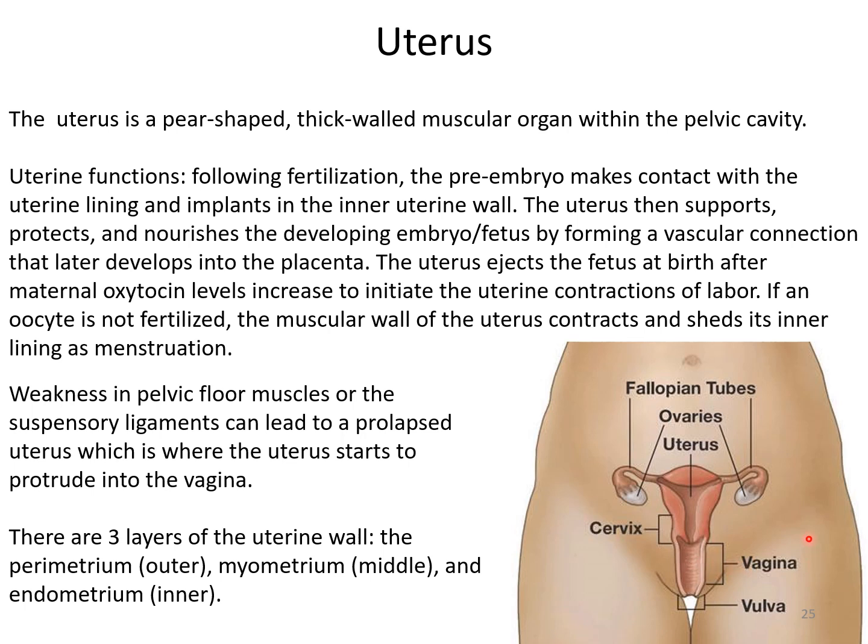There's three layers of the uterine wall. You've got the perimetrium, which is on the outside of it. The myometrium is the muscular middle layer. And then the endometrium is the inner layer of the uterine wall.